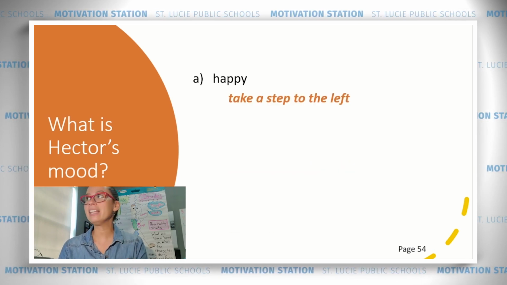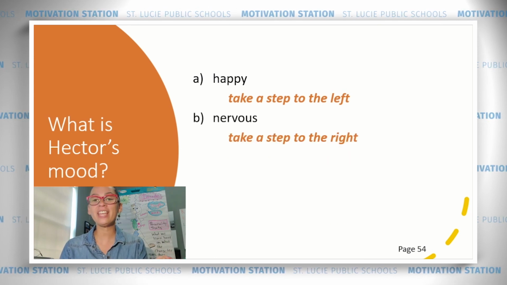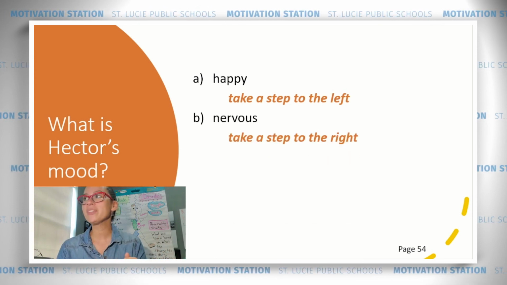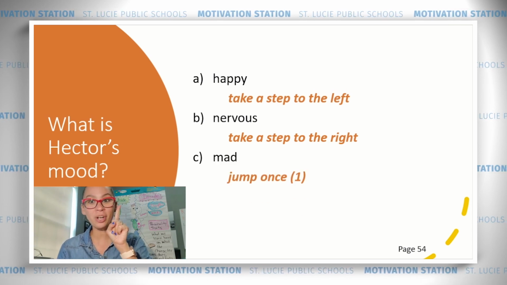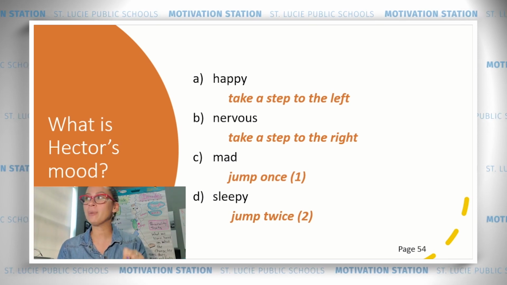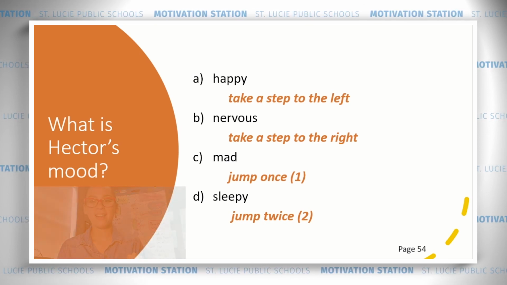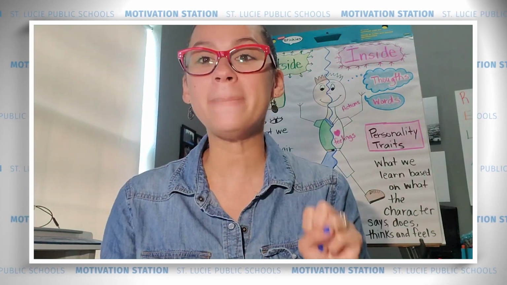So if you think that, take a step to the left. B, nervous. If you think that, take a step to the right. C, mad. If you think that, jump once. D, sleepy. If you think that, jump twice. There you go. So yes, the right answer is B.